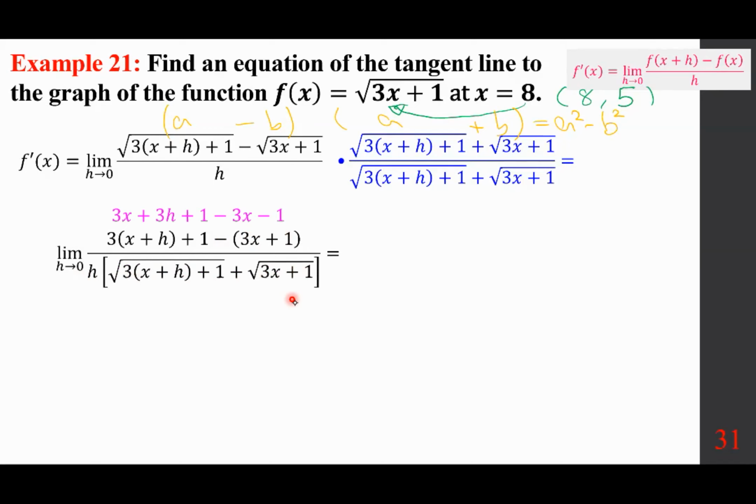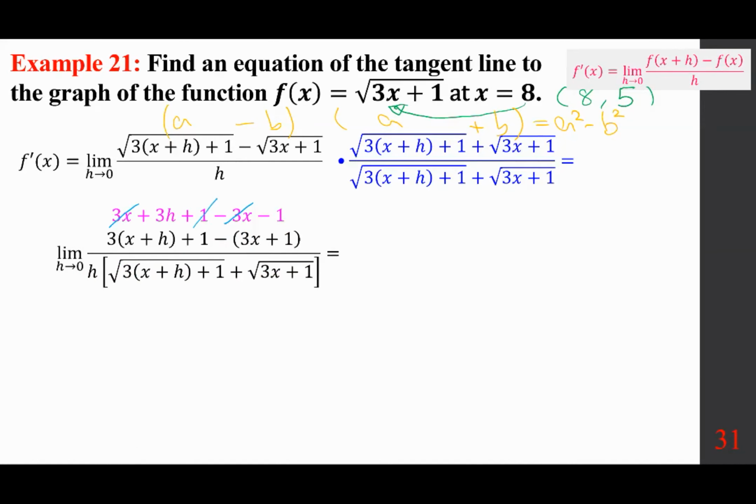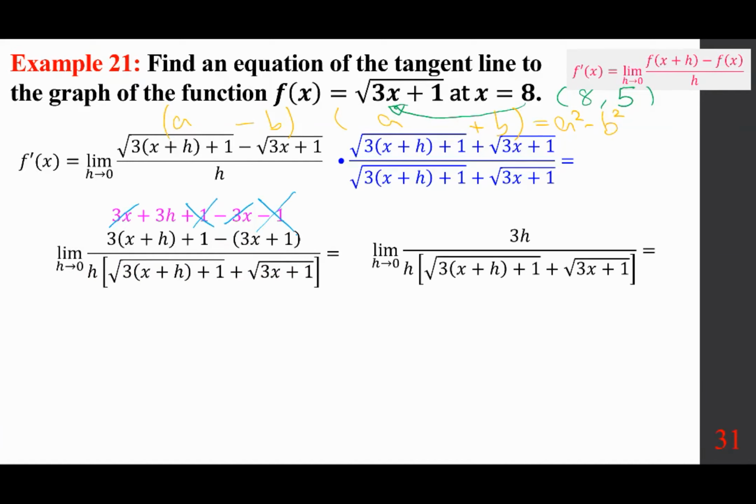So clearly, 3x and minus 3x cancel each other. Positive 1, negative 1 cancel each other. The numerator is 3h, and we can cancel out the h from the top and the bottom. And now that h is gone from the bottom, you can replace the h with 0.